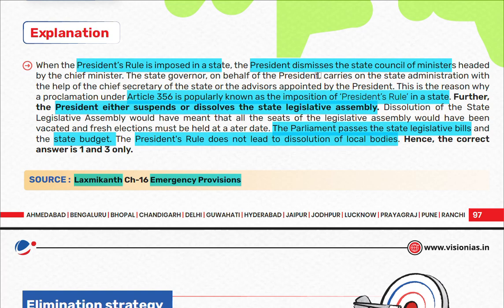This is the reason why a proclamation under Article 356 is popularly known as the imposition of President's rule in a state. Further, the president either suspends or dissolves the state legislative assembly. Dissolution of the state legislative assembly would mean that all the seats of the legislative assembly would have been vacated and fresh elections must be held at a later date. Okay, the Parliament passes the state legislative bills and the state budget. The President's rule does not lead to dissolution of local bodies. Hence, the correct option is 1 and 3.